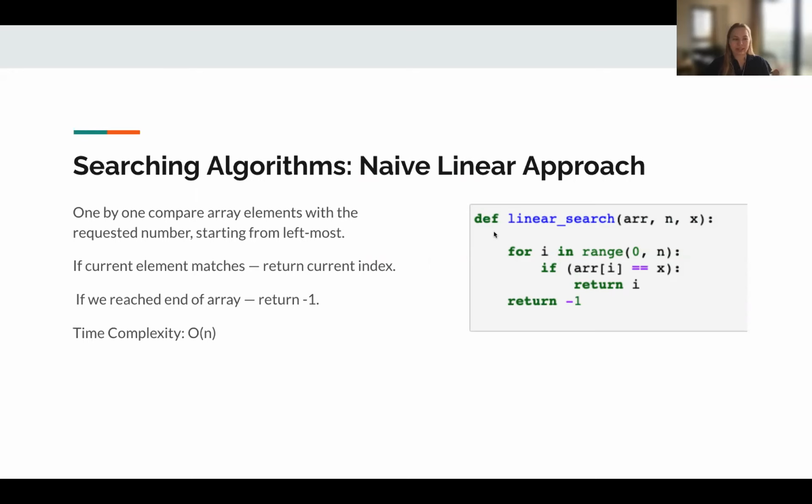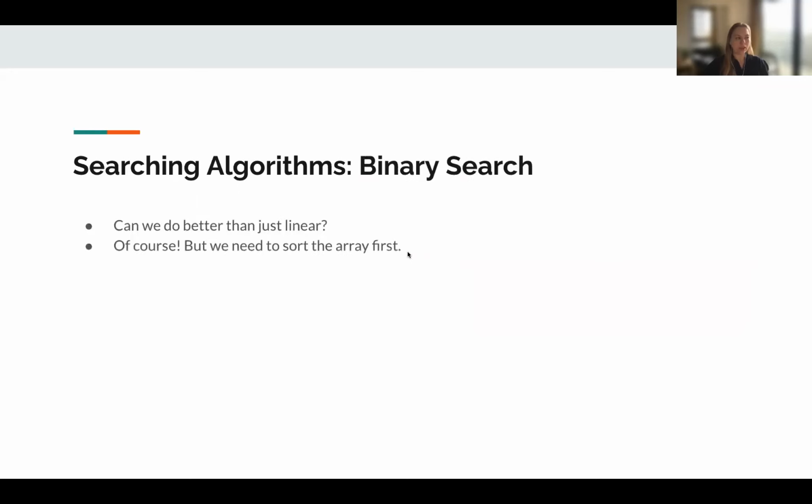So, okay, that was an easy start. Let's move forward. Binary search. Can we do better than just linear? It seems like it's not a very efficient thing. Yes, we can, it turns out, but we need to do some preparation. Namely, we need to sort our array first.